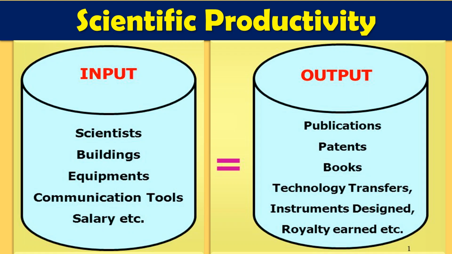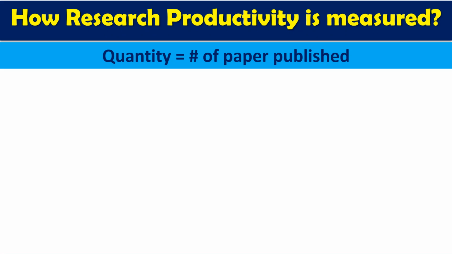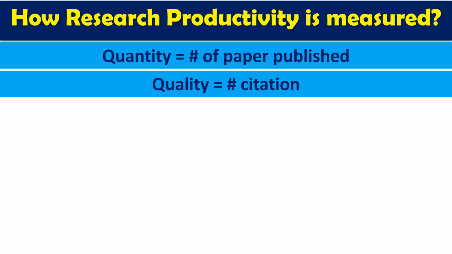So how do these different committees, heads, and funding agencies see the resume of the scientists, and how do they measure their scientific productivity? There are two kinds of things. One is measurable quantity, and second is quality. Quantity is the number of patents published, the number of papers published. Quality is normally measured in terms of citations.